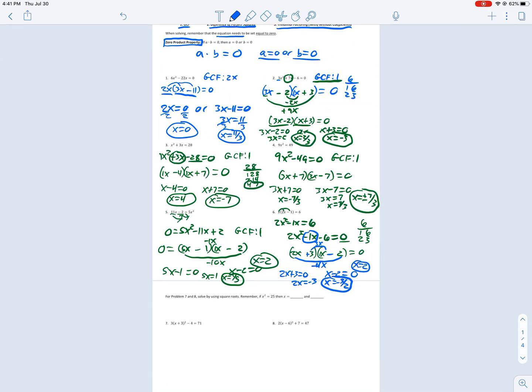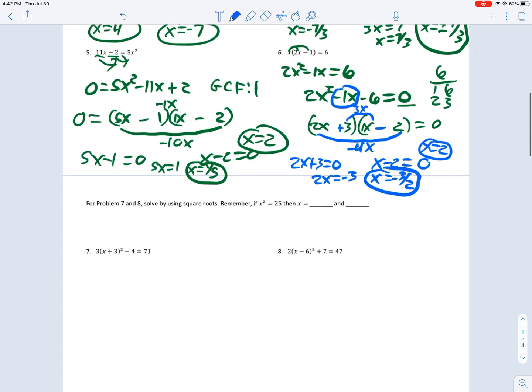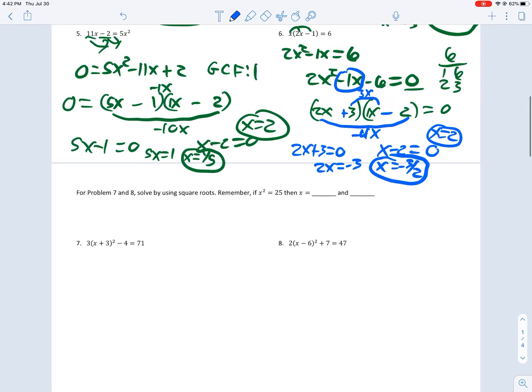So all 6 of those problems, we set everything on one side, either left or right, doesn't matter. Set equal to 0, then we tried to factor it, then we set each factor equal to 0, and that's how you solve it. And we're going to use that method a lot in this class, because you're going to see quadratics throughout the school year. Okay, go ahead and flip it over.